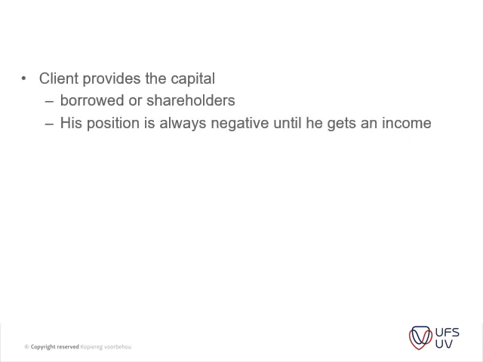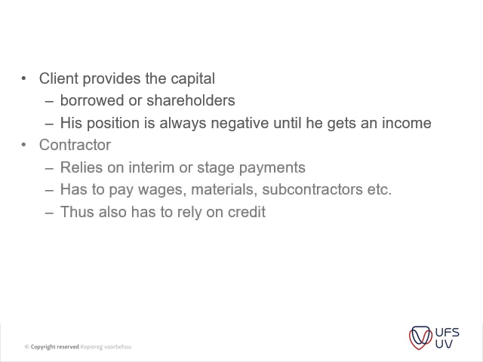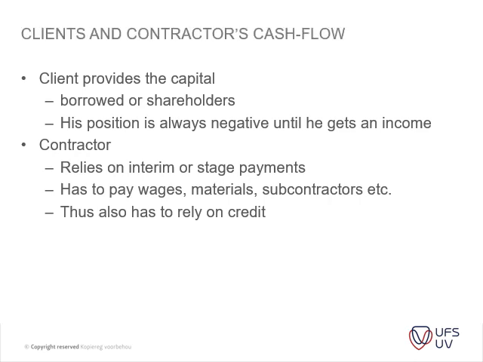The next thing is that the client provides the capital. It's borrowed or through shareholders. His position is always negative until he gets income. Then the contractor relies on interim or stage payments and has to pay wages, material, subcontractors, etc. Thus, he also has to rely on credit. Client and contractor cash flow.